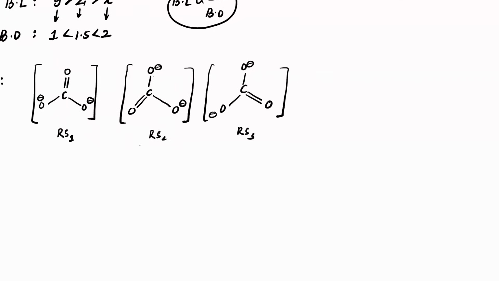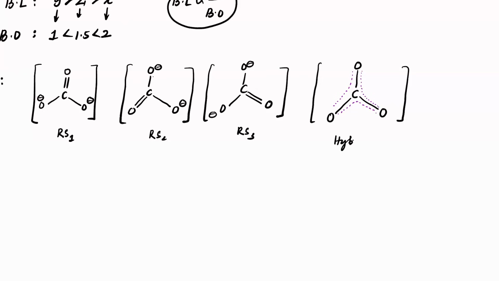But is this the real structure? No, the real structure would be like this. Basically, the oxygens still have at least one single bond between these three oxygens. Then this double bond is kind of moving between all these oxygens here. This is how it is moving. So this structure is what we call the hybrid structure.